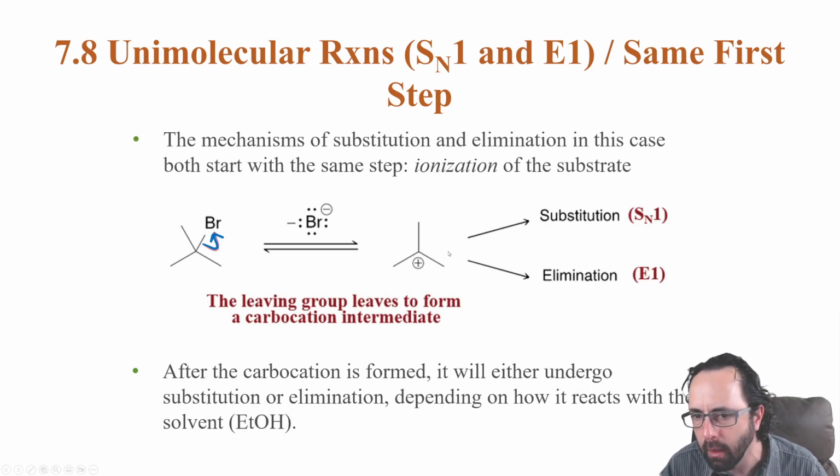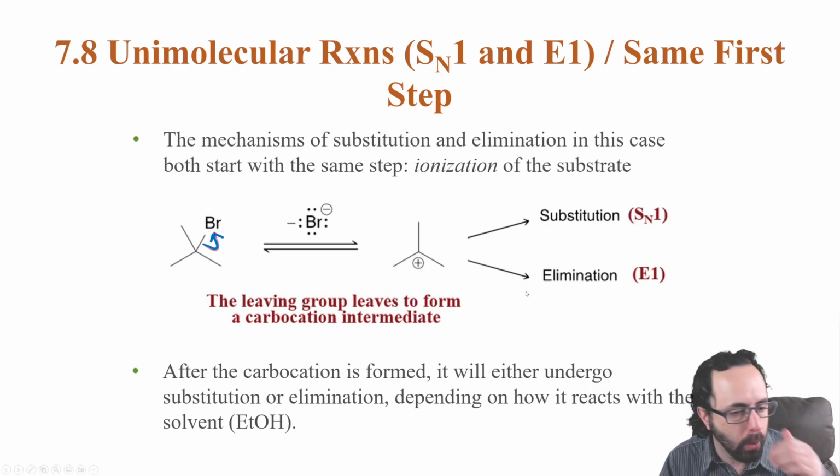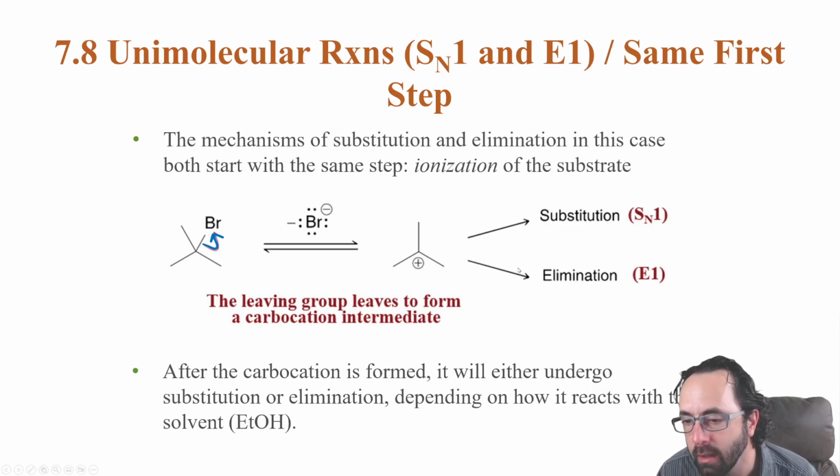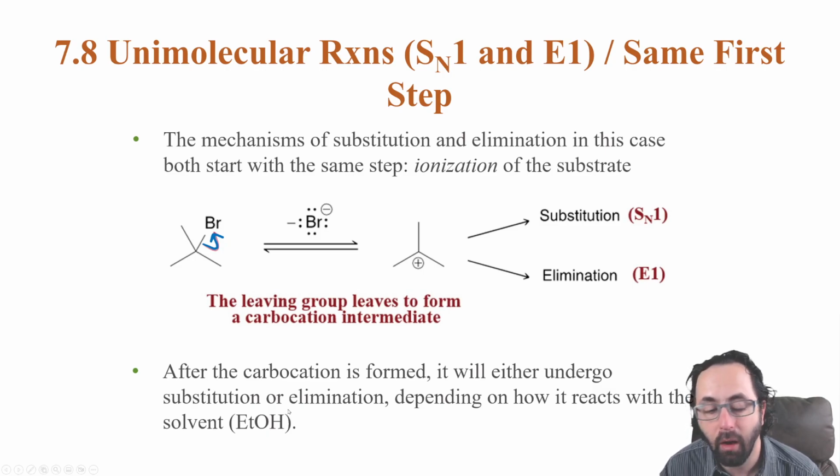And from that point, the next step will be much quicker, and it will proceed as either substitution or elimination, and these tend to compete significantly. So after the carbocation is formed, it will undergo substitution or elimination. It depends on how it reacts with a solvent, and a lot of these are solvolysis reactions, meaning that the nucleophile or the base is weak and it is often very abundant, meaning it may just be the solvent itself, which would make it extremely abundant. The reagent is dissolved in all ethanol, let's say.